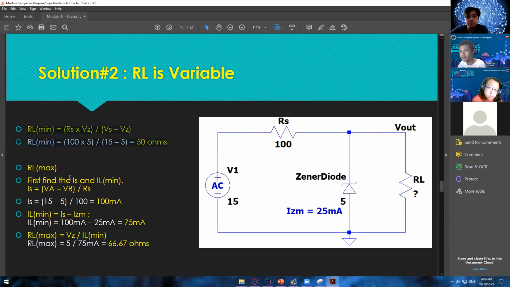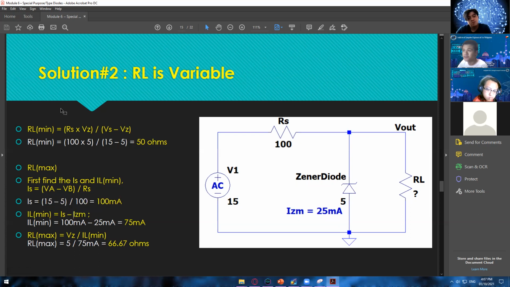There is no pattern in here, so this one is quite confusing. There is no rule that says I will solve the RL max first, or I will solve the RL min first. We have many options. As long as you were able to find the given values and they are available, then you can just solve the IS right away. Or once you have the given IS minus IZM, then you can just solve the IL min right away.